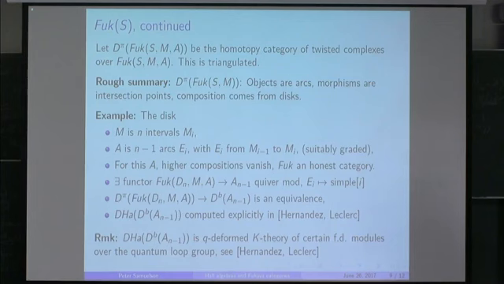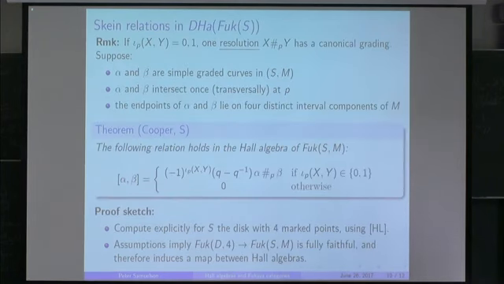And so we use this to find some relations in the Hall algebra of the Fukaya category for other surfaces. Okay, so there's one more combinatorial thing I should say about surfaces, which is about graded curves. If you have two graded curves that intersect at a point, you can resolve them sometimes to get another graded curve. And this resolution looks like a skein relation.